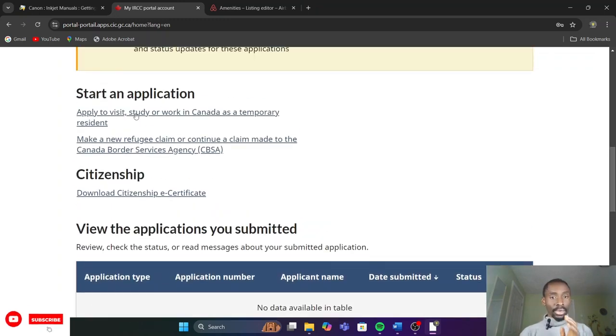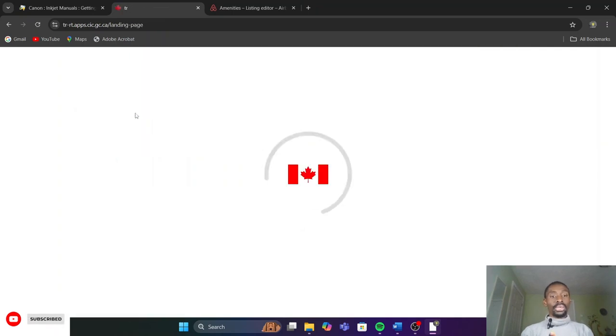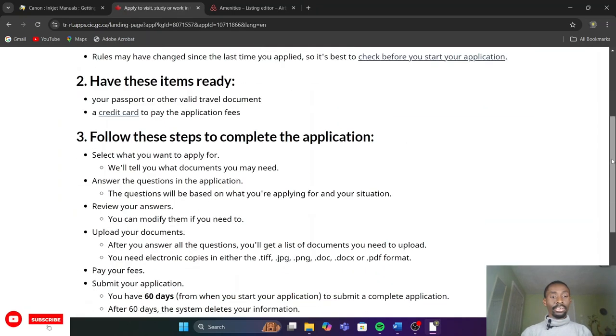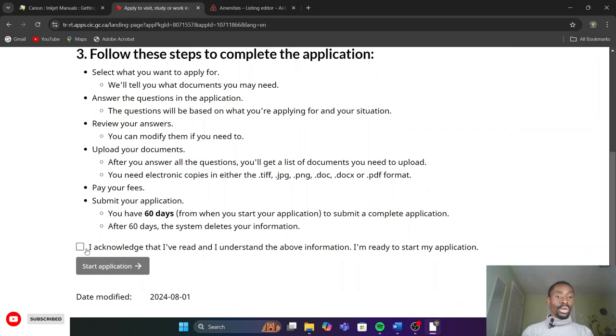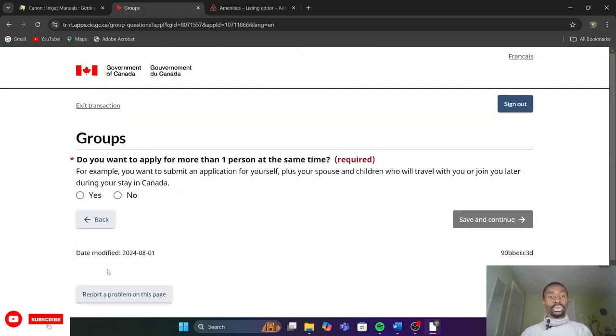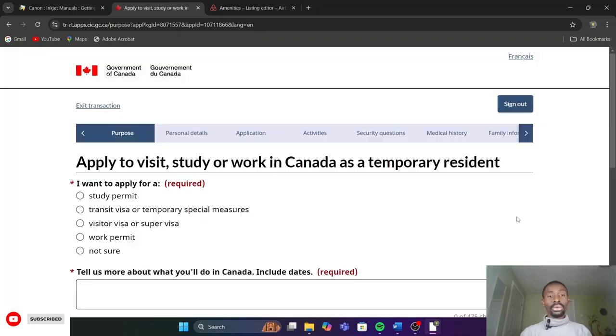Apply to Visit Canada as a temporary resident. The next stage is this. So you read all this, also acknowledge, and start your application. Do you want to apply for more than one person at the same time? In my case, when I was applying, I applied for 3 people: my mother, my father-in-law, my mother-in-law. But for the purpose of this video, let's just use one person. We're applying for one person.